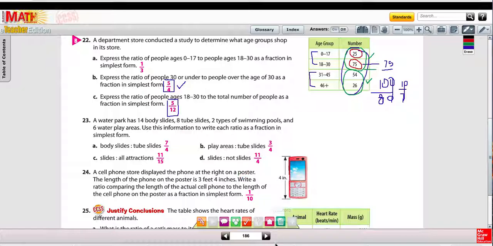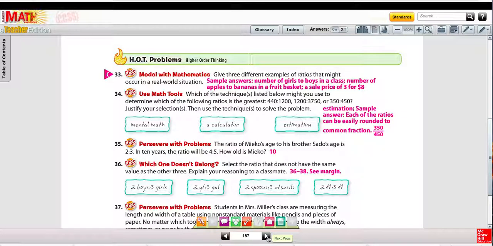On page 187, we're going to look at number 33. It says give 3 different examples of ratios that might occur in a real-world situation. At Westside, we have a 1-to-1 initiative, meaning we have one electronic device for each student, one iPad for each student at the elementary level, and one computer to one student in the upper grades, 7 through 12. That's one example of a ratio.